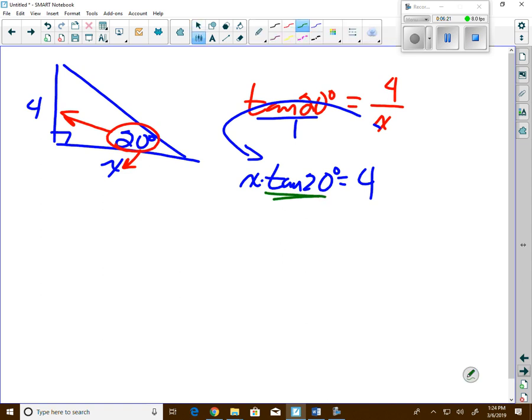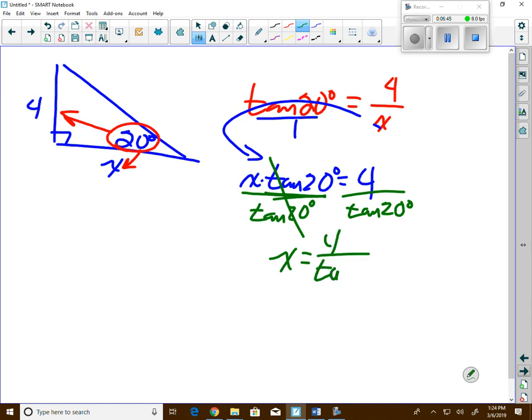Now remember that the tangent of 20 is just a number. So if you have a number times a variable, you solve by dividing by that number. So we're going to divide by the tangent of 20 degrees. Those will cancel out. We have x equals 4 divided by the tangent of 20. Grab your calculator and work that out.